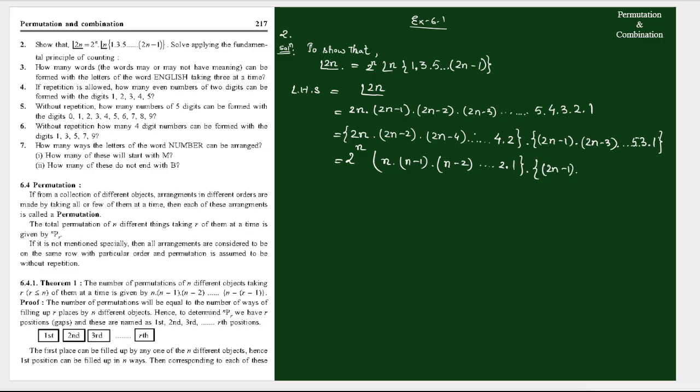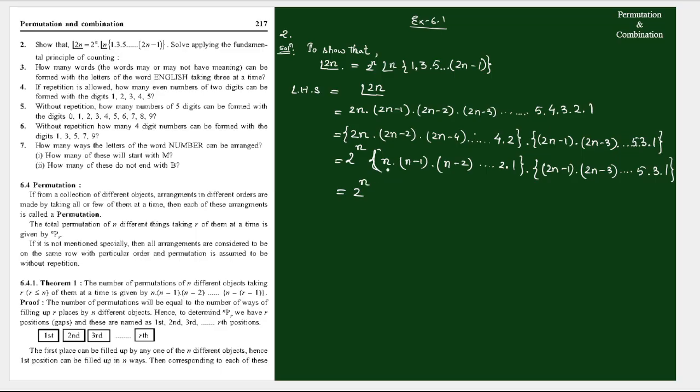2n minus 1, 2n minus 3, 5, 3, 1. Okay. So what do we get? 2 to the power n.